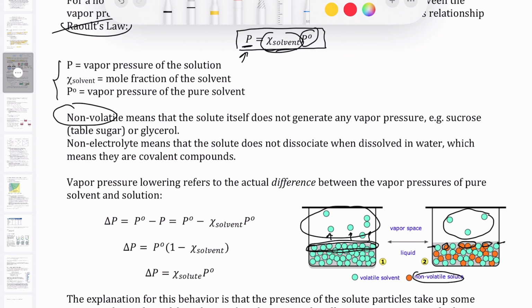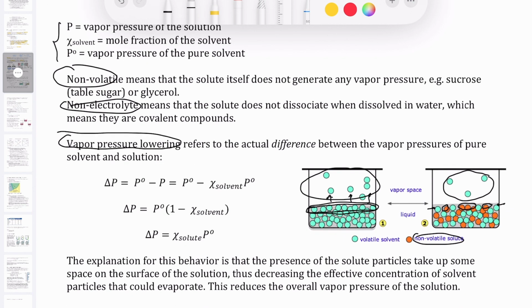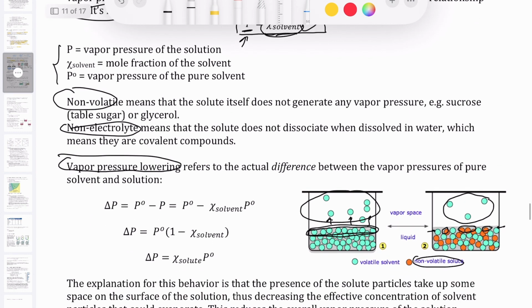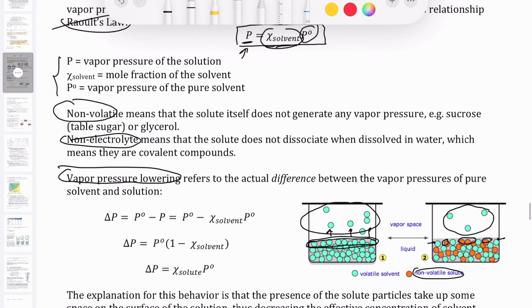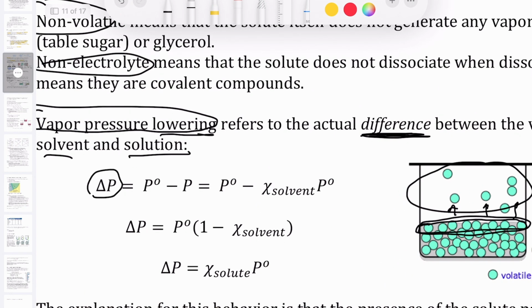I already defined what non-volatile means earlier. It's something that doesn't have vapor pressure. And non-electrolyte, of course, we also know the meaning of that term. Now, the vapor pressure lowering. Think about the difference between those two terms, vapor pressure versus vapor pressure lowering. Vapor pressure lowering just means the actual difference between the vapor pressure of the pure solvent and the vapor pressure of the solution. In other words, the vapor pressure lowering, we can call delta P, is just P naught, vapor pressure of the pure solvent, minus P, which is the vapor pressure of the solution.